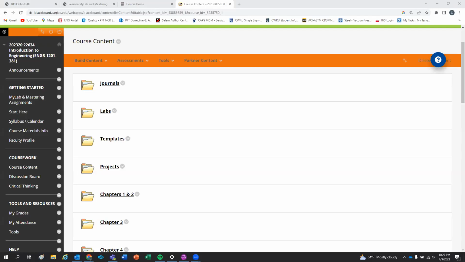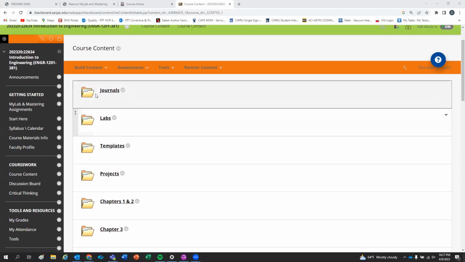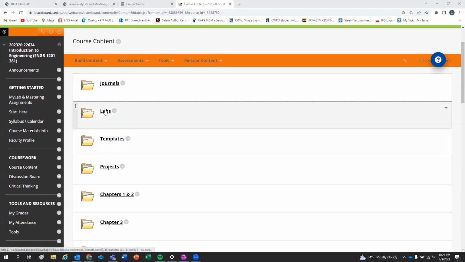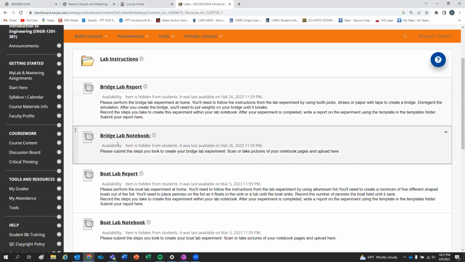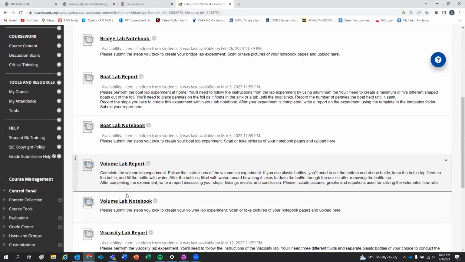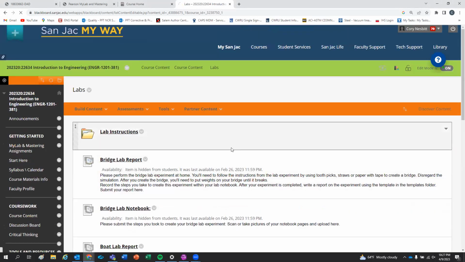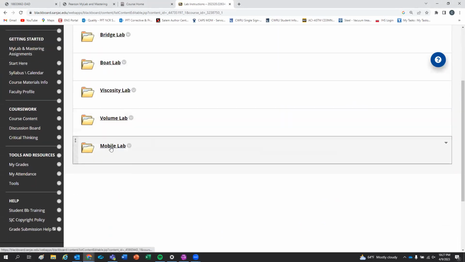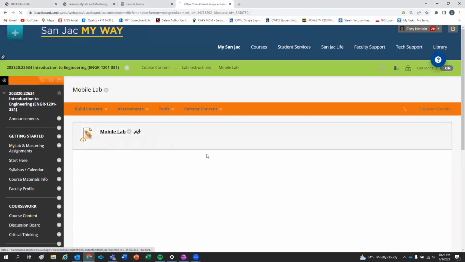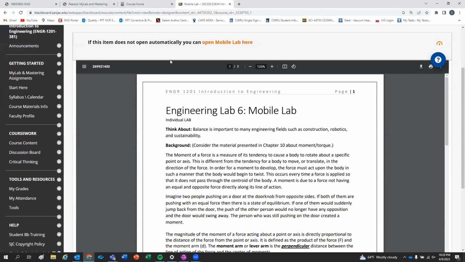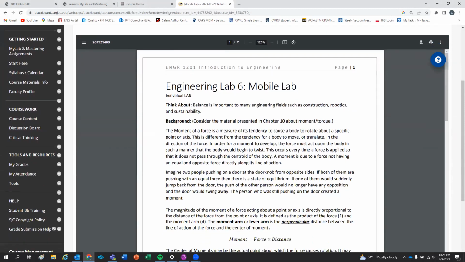Hello, everyone. So I'm going to go over your final lab, which is your mobile lab. And as you know, you can find the mobile lab within your labs folder. I have not actually created the assignment for it yet, but it's coming up soon. But let's go to the lab instructions and go over the experiment with you just briefly.